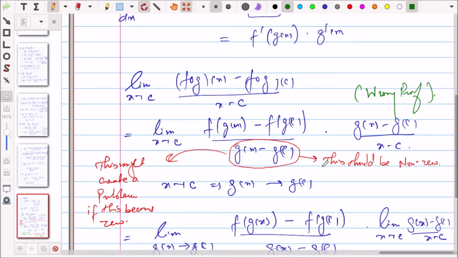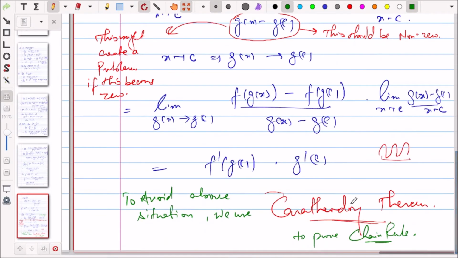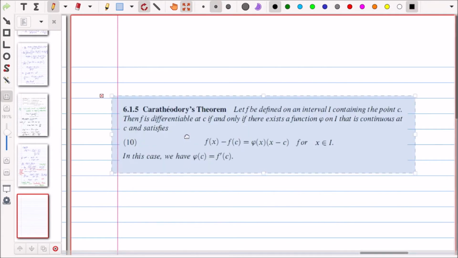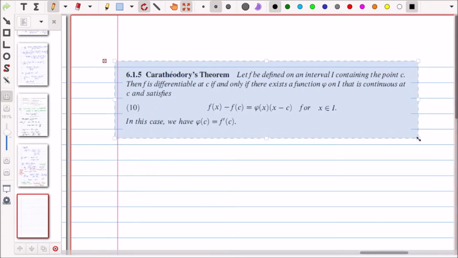This one is a wrong proof, ठीक है? इसको लिख मत देना एग्जाम में फिर. So now let us come to the Carathéodory theorem. Let me give you the statement of that theorem. We use this theorem to prove our chain rule, so that's why this theorem has its own importance.